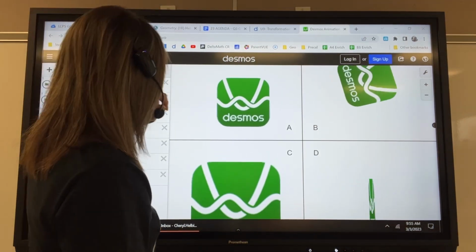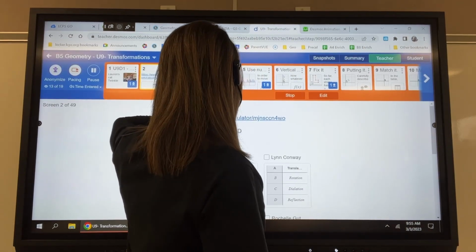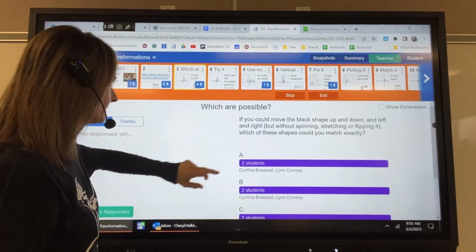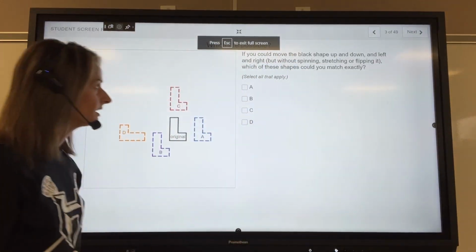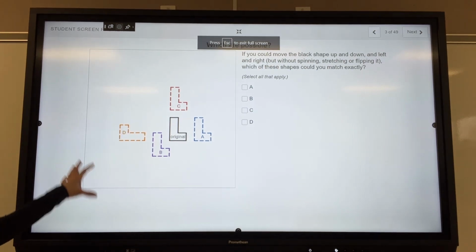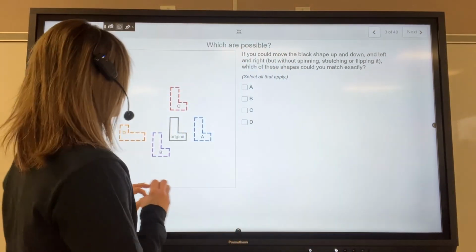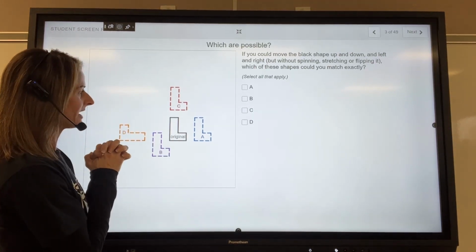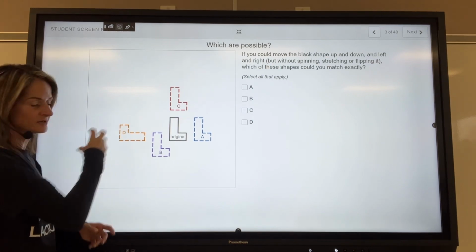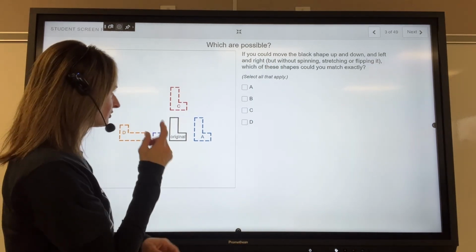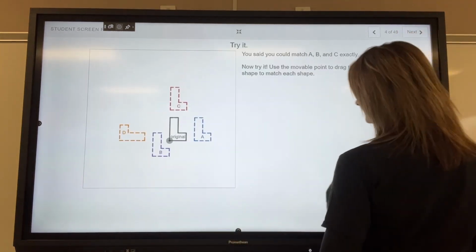So we are going to now go to slide number 3. Okay. So, slide number 3 says, which are possible. If you could move this black shape up, down, left, or right without spinning or stretching it or changing the size at all, which of these figures can you map it onto perfectly? Okay, so you can tell you're going to have to rotate it to put it over top of D. We're going to try that on the next slide. So I think it's A, B, C. Let's try it on slide number 4.